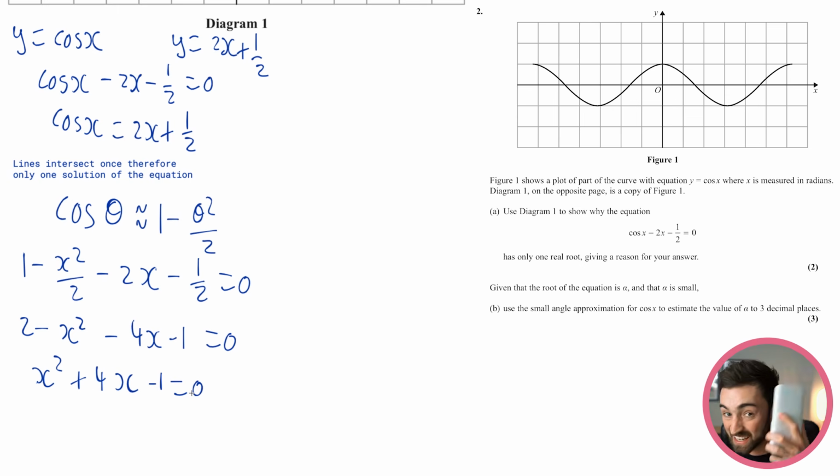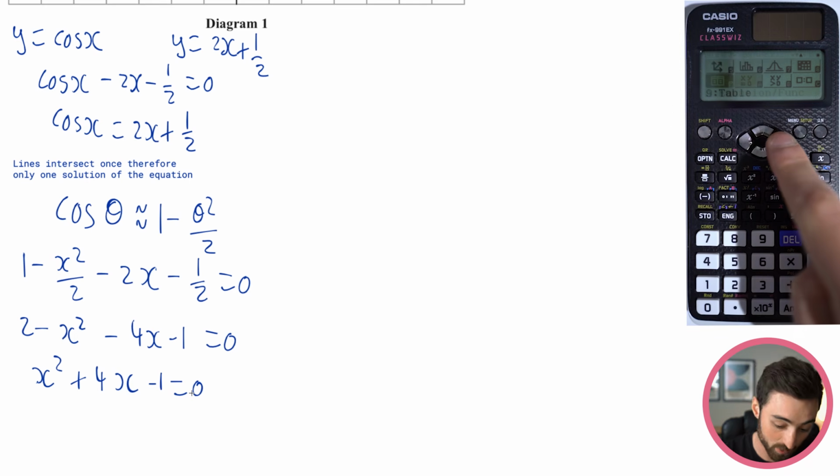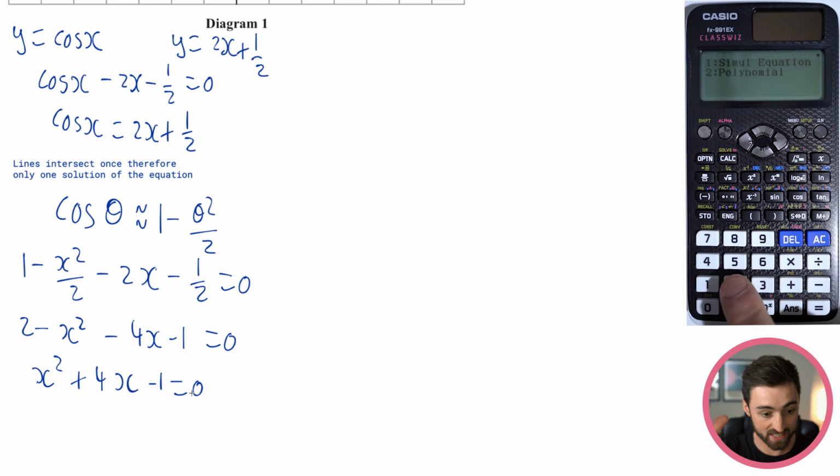Or I could be lazy, grab the calculator, go to the equation mode, select polynomial, select degree 2 because it's a quadratic, and then just stick the numbers in. So my x squared coefficient is 1. My x coefficient is 4. And the number on the end is minus 1. Stick it in, press equals, and we're going to get our solution.